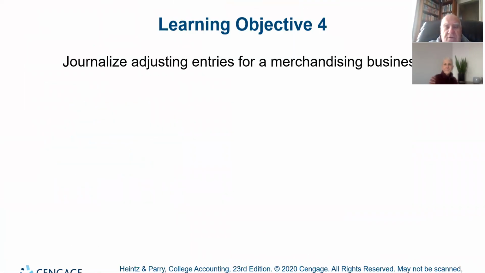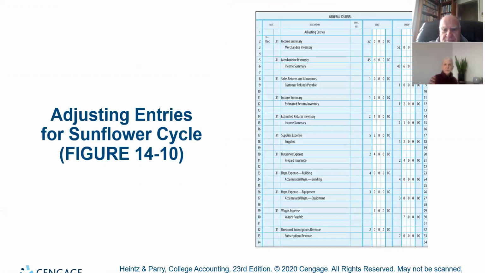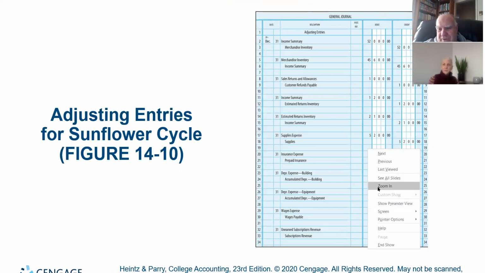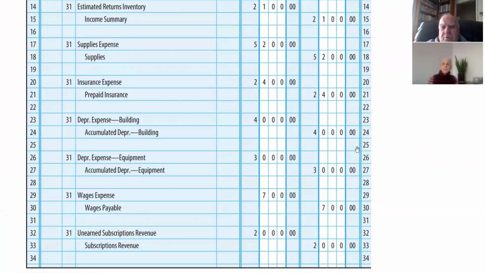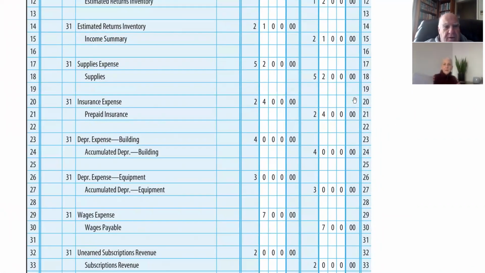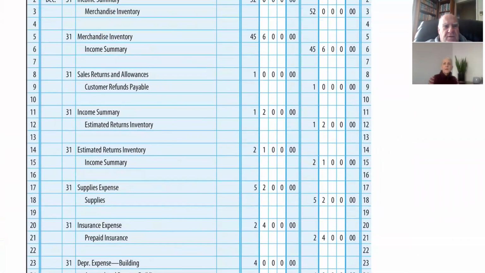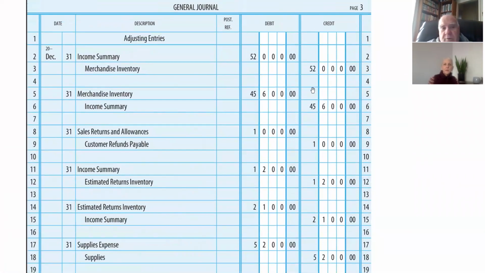Journalizing. Oh God, more journal entries here. Now they're showing us the journal entries. So let's look at them. This is a good review for everybody, all of you out there in television land. Here we go. With the old credit the merchandise inventory.